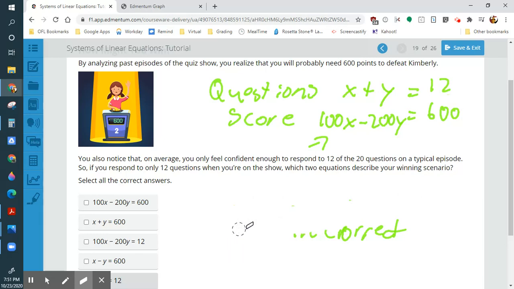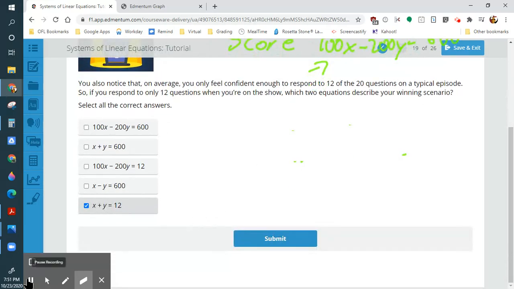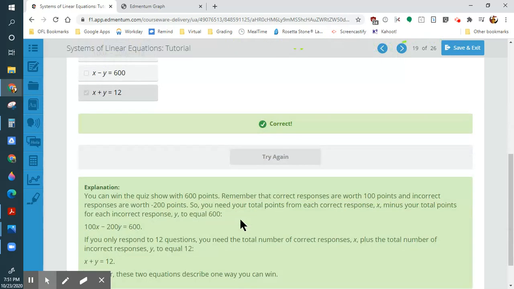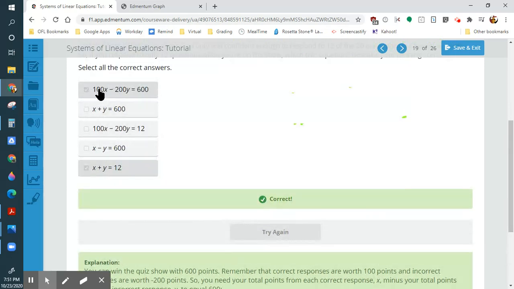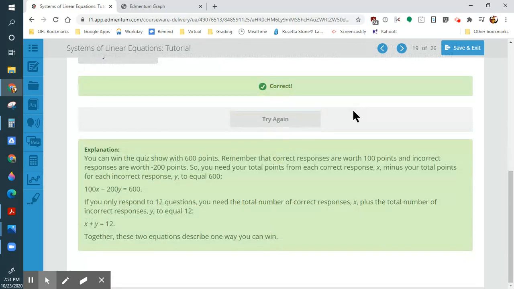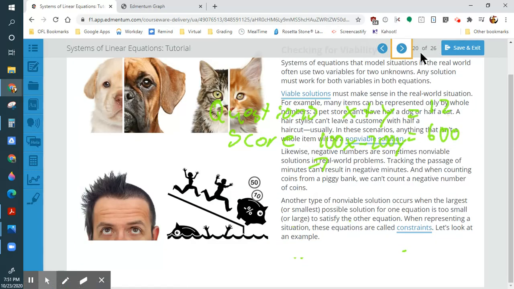I would erase the board, but then it gets rid of all the work I do. So here I'm going to do 100x minus 200y. What's 100x minus 200y? Not 12, 600 points. So those are equations there. This equation is for the score, and this equation is for questions answered. So that's what it takes for her to get what she wanted.